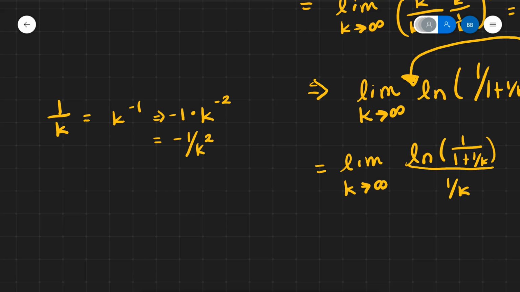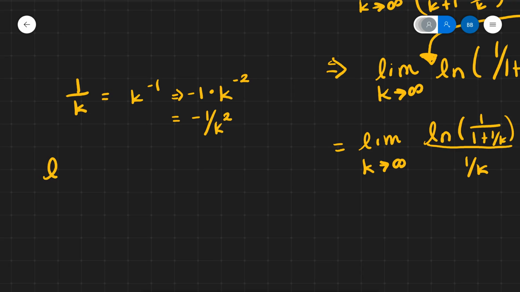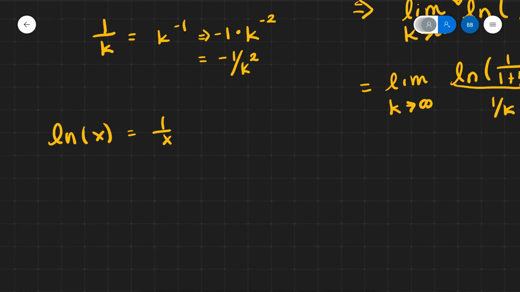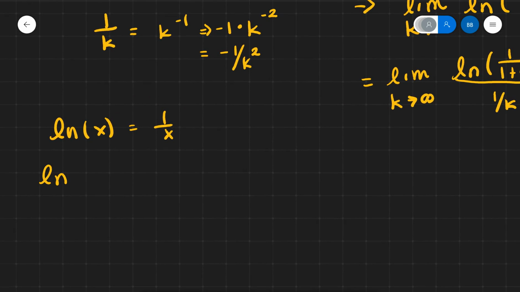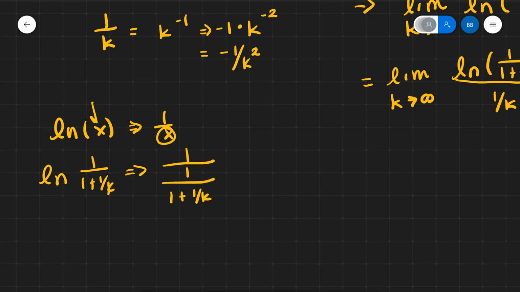The derivative of the numerator has chain rule twice, and that second chain rule is a little hidden. So the normal derivative of ln of x is just 1 over x. So using that, we have the derivative of ln of 1 over 1 plus 1 over k. That gives us 1 over 1 over 1 plus 1 over k. That's a crazy fraction, but that's what it gets us. This x has been replaced with this entire fraction. And so this entire fraction is going into the denominator.